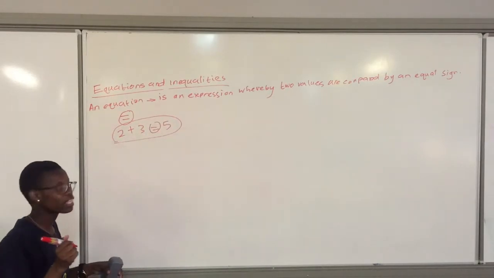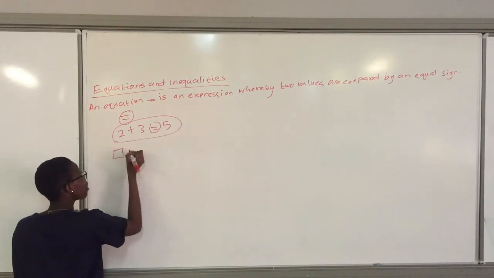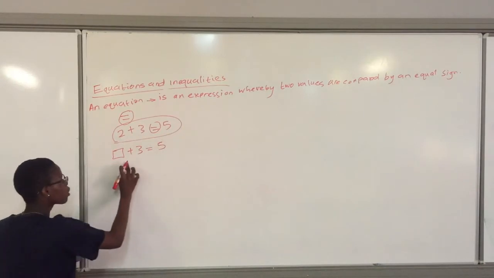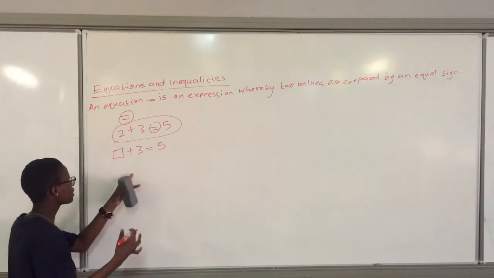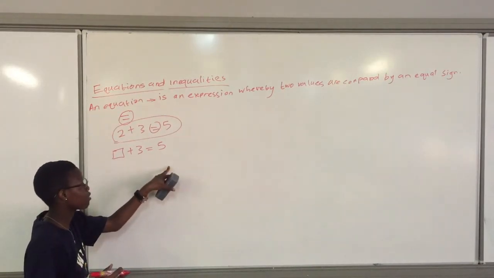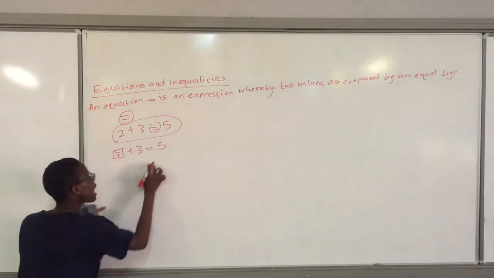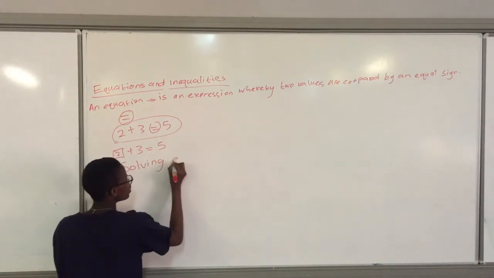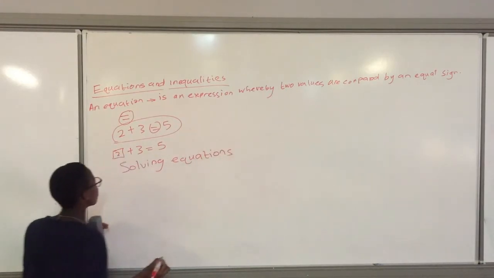In primary they were doing things like this: a box plus 3 equals 5. Then you have to think literally which number can I add to 3 so that it can give me 5? It's 2. This leads us to solving equations.